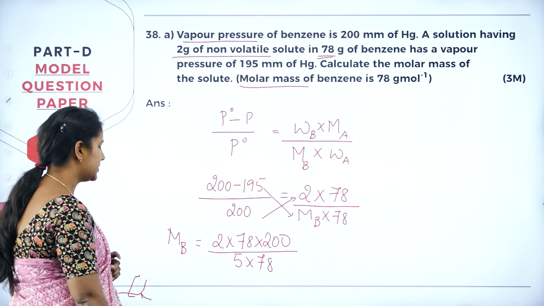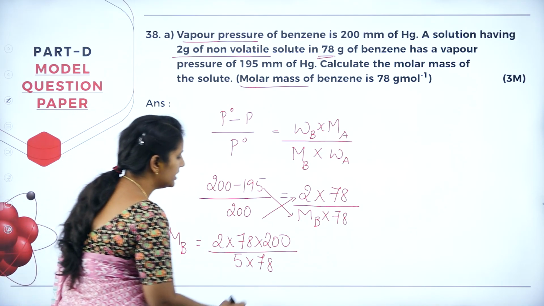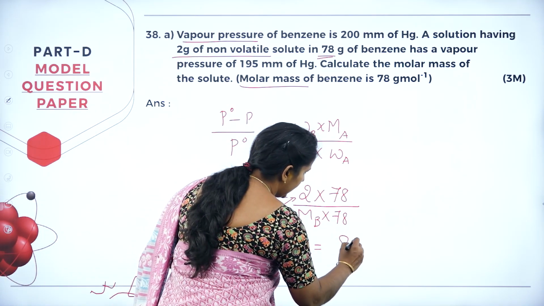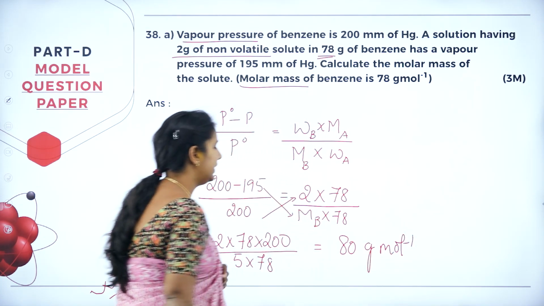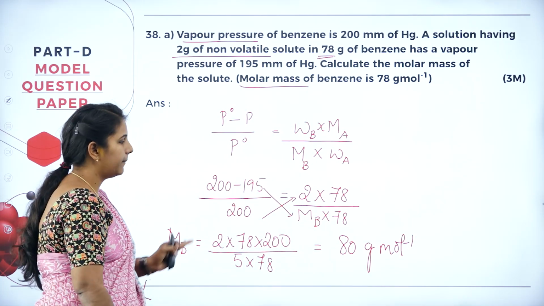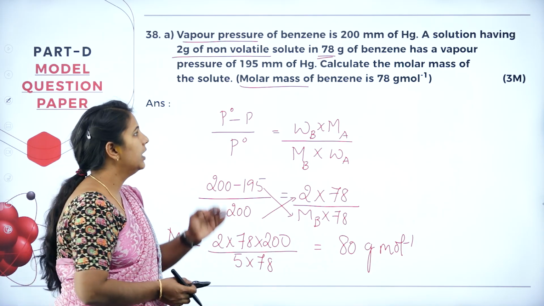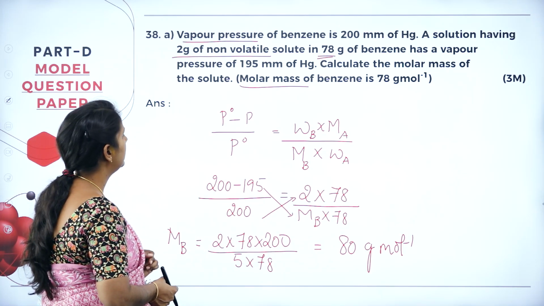So, if you do the simple calculation, you will get it as 80 gram per mole. It is the simplest calculation. For doing this, you will get 3 marks.